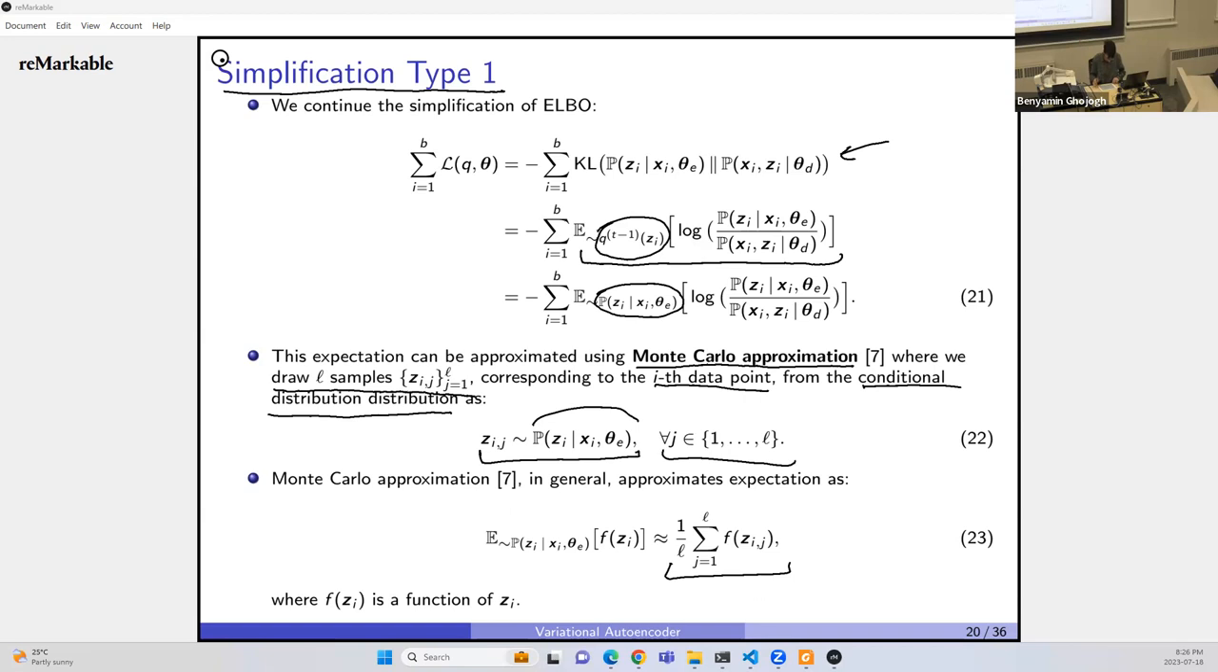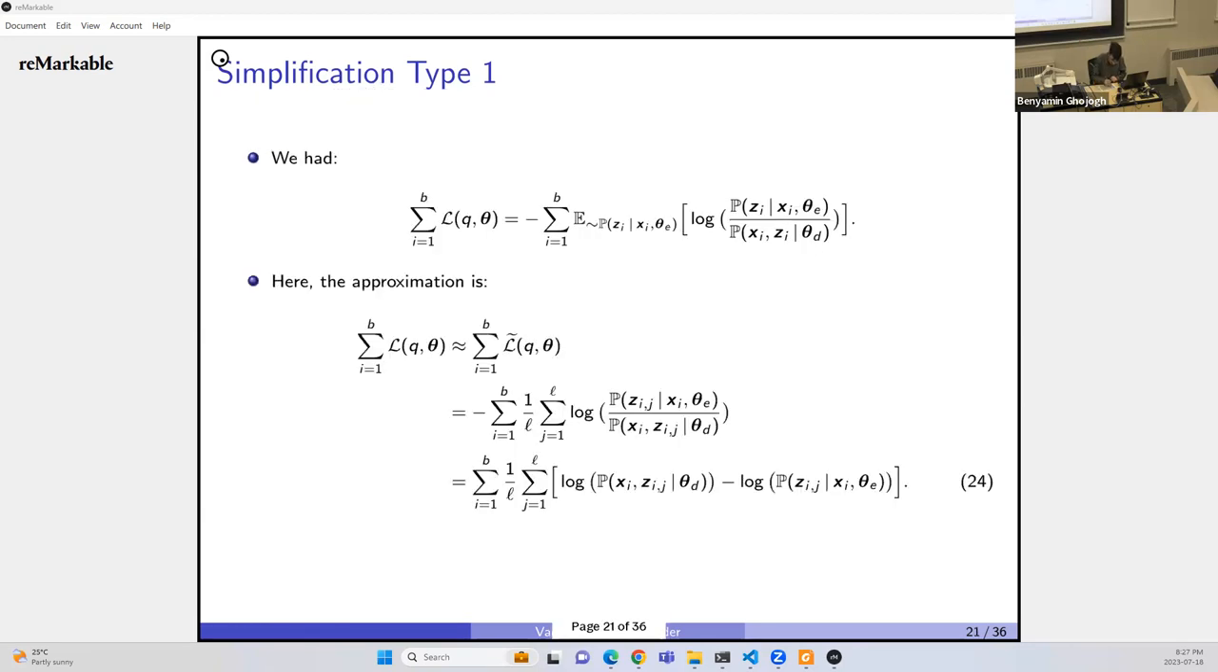And f of zi is a function of zi here. So this is what we had. I'm repeating it. Now let's do the Monte Carlo approximation. We can replace this expectation with this mean, 1 over L summation over L samples. Then I use the formula logarithm of A over B equals logarithm of A minus logarithm of B to simplify this.